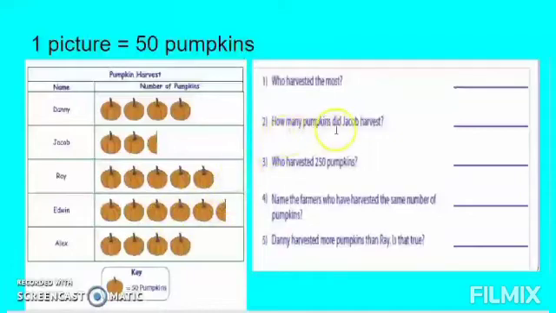Next one. How many pumpkins did Jacob harvest? So Jacob, 50 plus 50, 100 plus half pumpkin. So 50, half is 25. So 100 plus 25, that is 125.